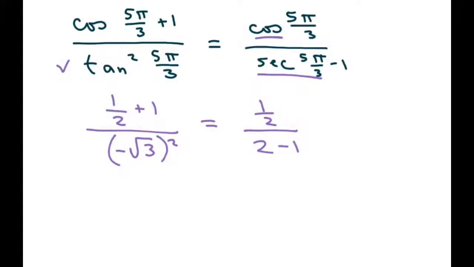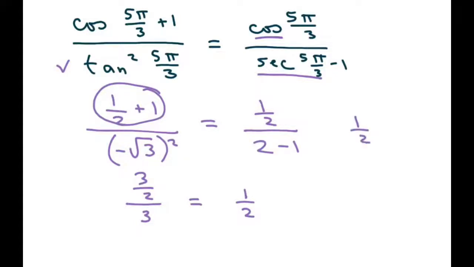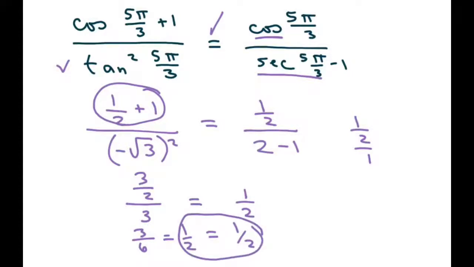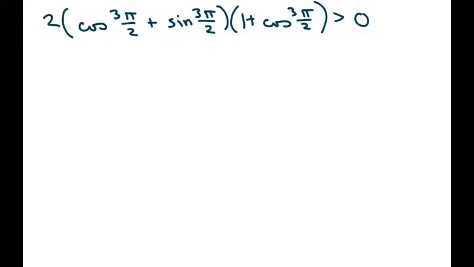So basically what we have is this right here is 3/2. And negative square root of 3 over 2, negative square root of 3 squared is just 3. And then this equals 1/2, because 1/2 divided by 1. So this one, if you divide, you get 3 over 6, which equals 1/2. And that does equal 1/2. So this is true. It does equal. So 1/2 equals 1/2.